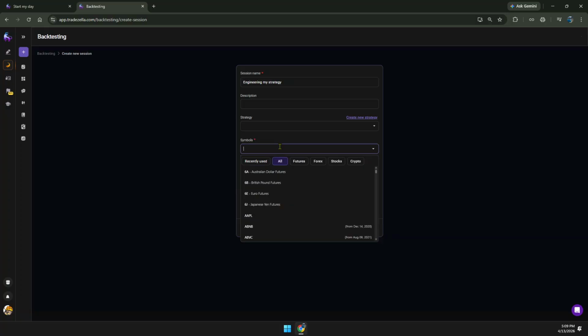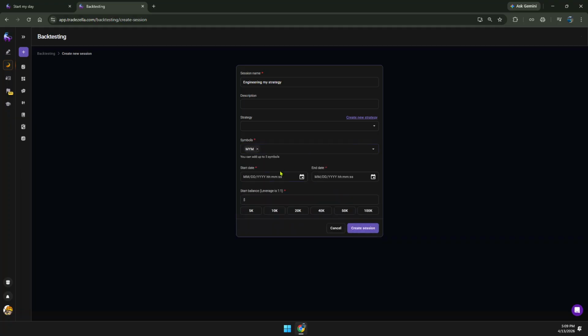One of the big keys here is you want to have a pretty good idea of what your instrument is going to be. I'm going to pick MYM because I know it. The goal is to just pick one instrument for this. As you're building your strategy, as you're experimenting, you want just one instrument.